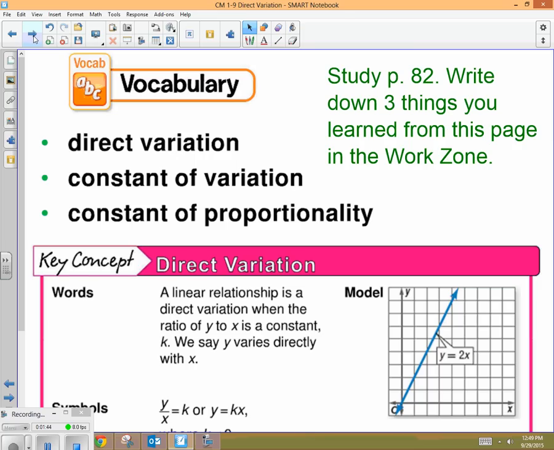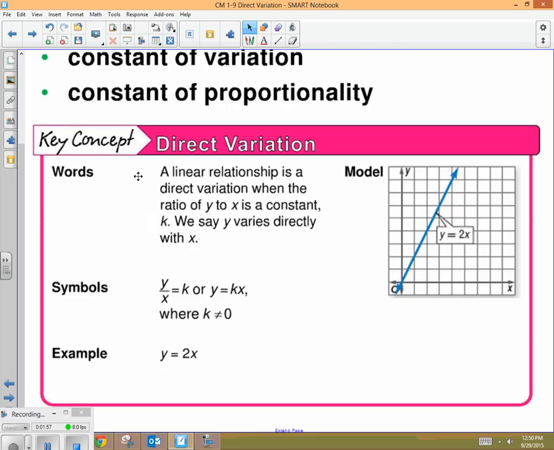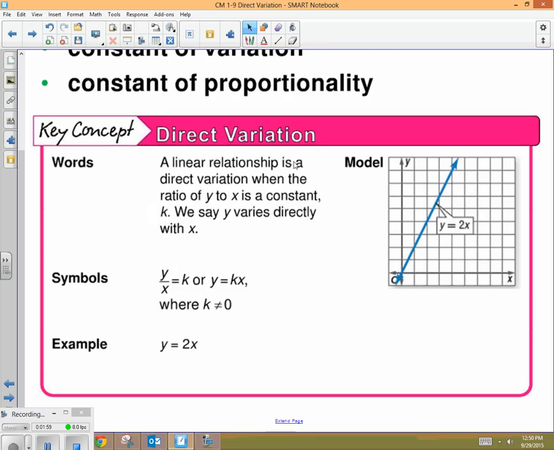Okay, so the vocabulary words for this chapter are direct variation, constant of variation, and constant of proportionality. Our key concept here, the words for direct variation: a linear relationship is a direct variation when the ratio of y to x is a constant, or what we call the letter k. We say that y varies directly with x.